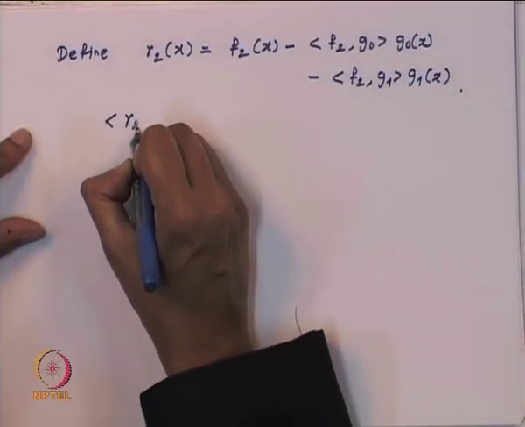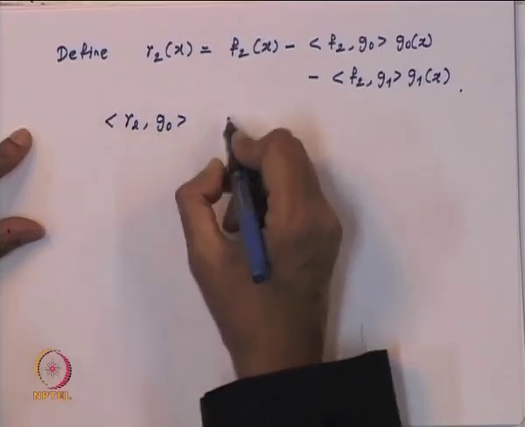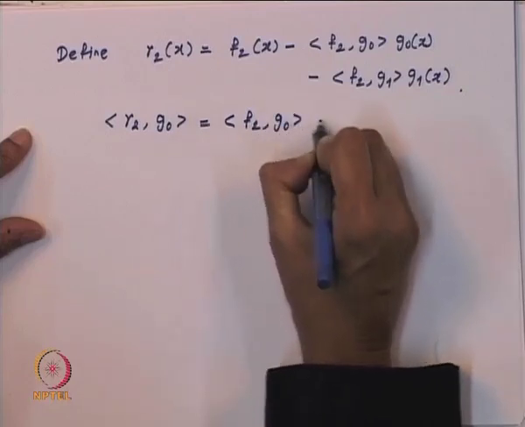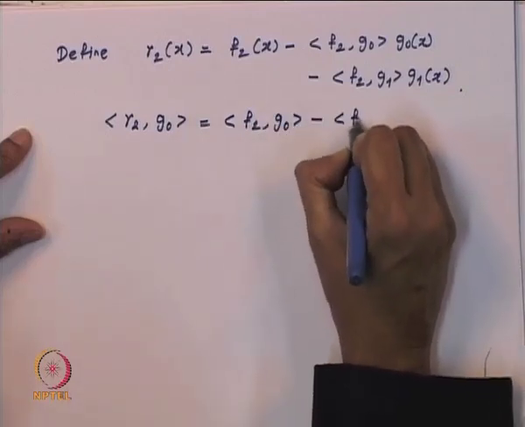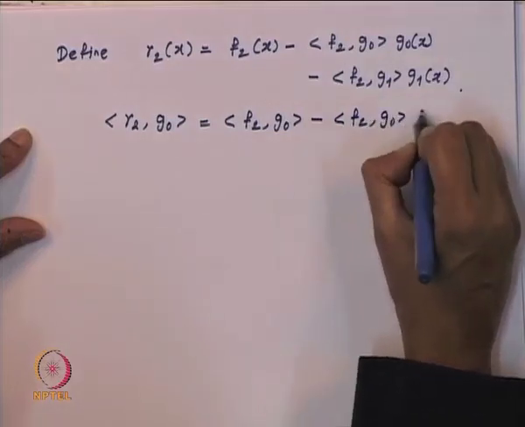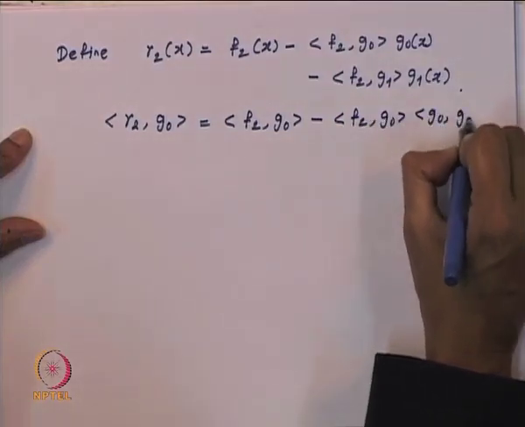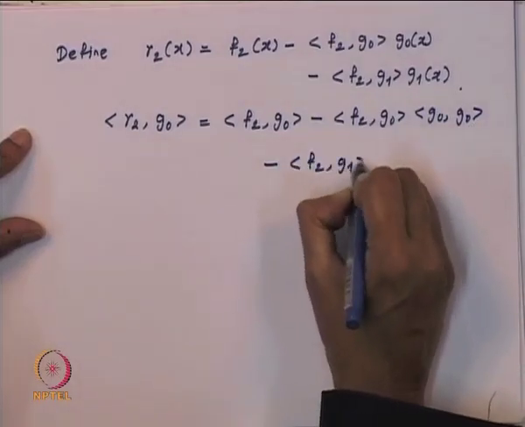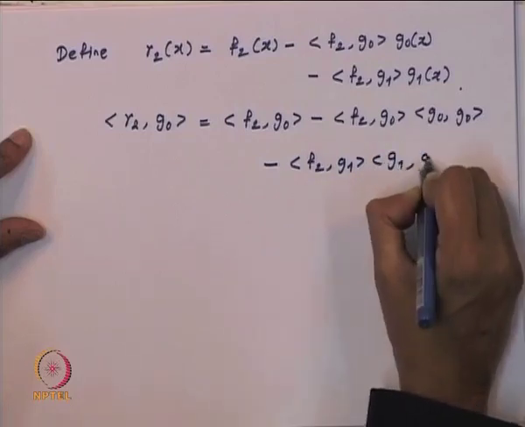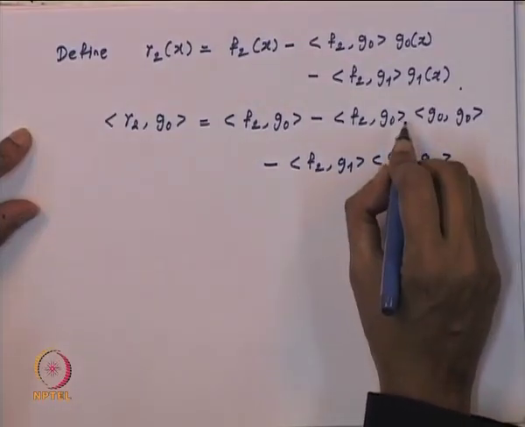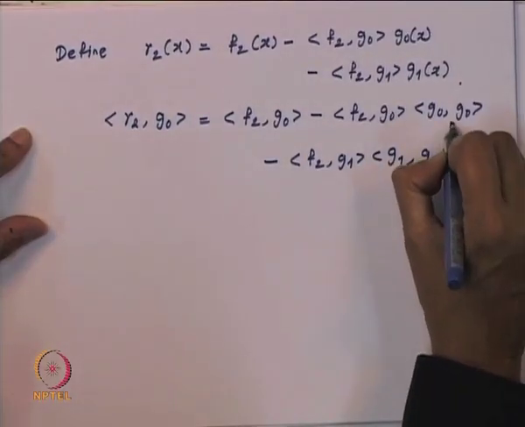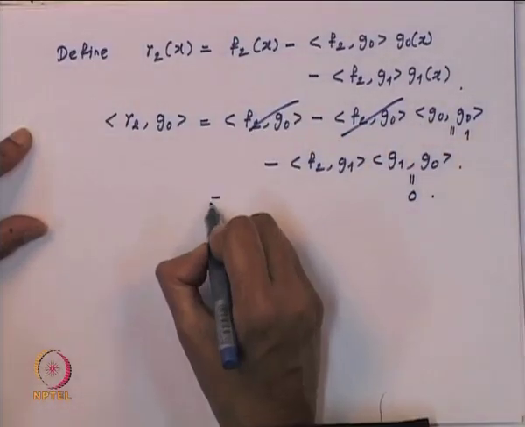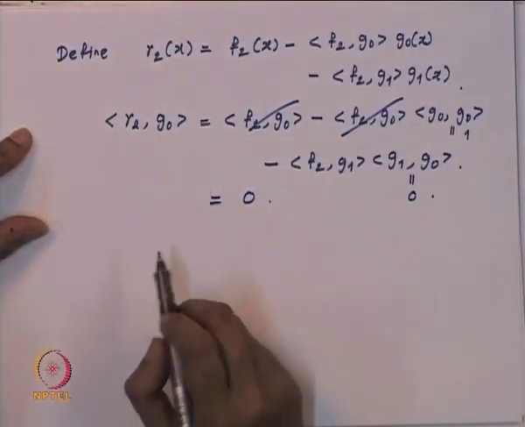When you look at inner product of R2 with G0, that will be inner product of F2 with G0 minus inner product of F2 with G0 into inner product of G0 with itself, minus inner product of F2 with G1 and then inner product of G1 with G0, using the linearity of inner product. This is 1. This is 0. So, this gets cancelled and then you get inner product of R2 with G0 equal to 0.